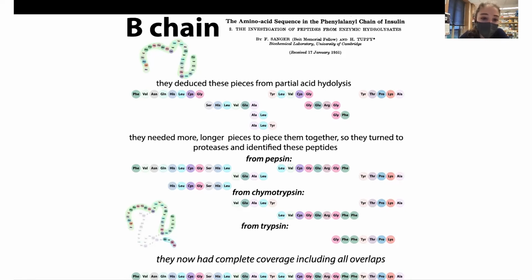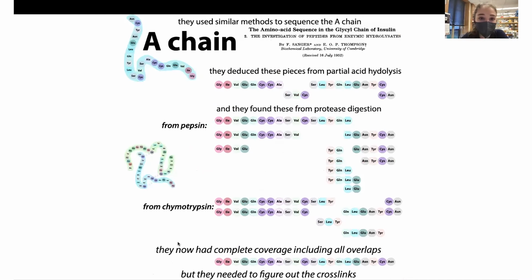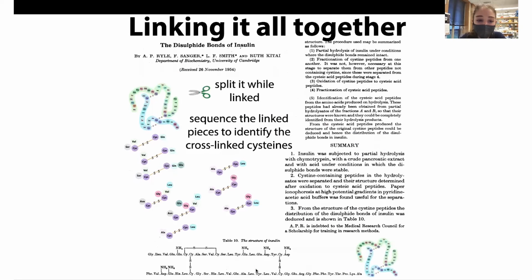Okay, so this was the B chain. The B chain was somewhat easier in that it doesn't have an intramolecular crosslink, but we're going to get to the crosslinks later. But first, next, I need to figure out the sequence of the A chain. So you use similar methods: partial acid hydrolysis and protease digestion. These are all the different pieces that they figured out with these methods, and then they were able to get the complete coverage, including all the overlaps. But they need to figure out those crosslinks.